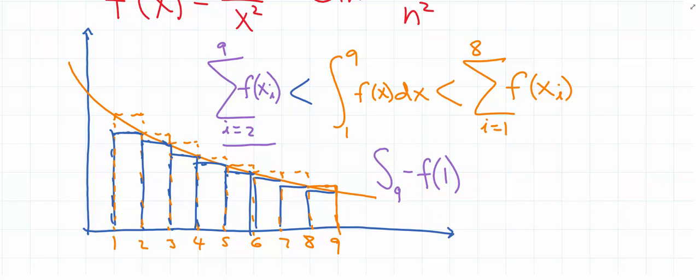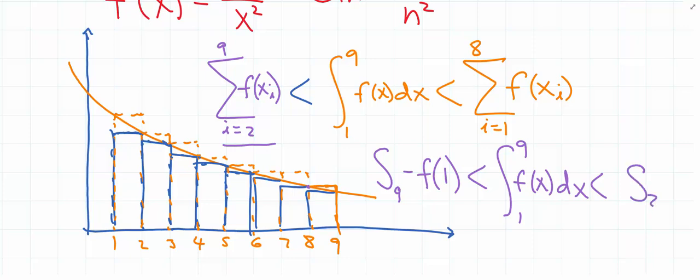Do y'all see that? Okay, so this is less than the integral from 1 to 9 of f of x dx. Now what about this one over here? If I wanted to write this as some partial sum, what would it be? Remember, it's this one over here, so what would it be? It'd be s sub 8, right? Do y'all see that? Any questions about that?